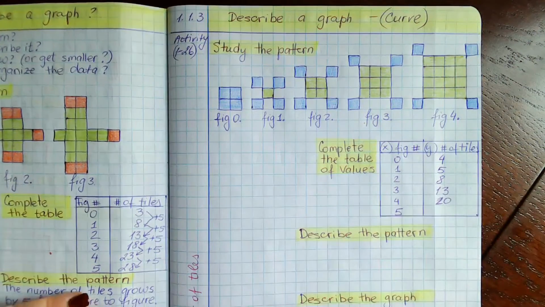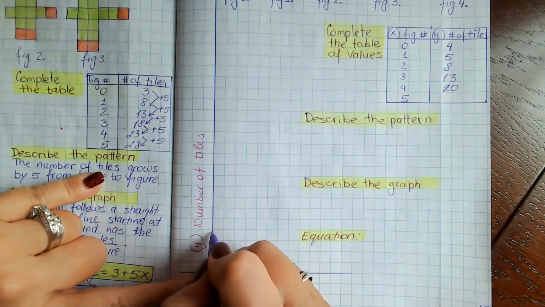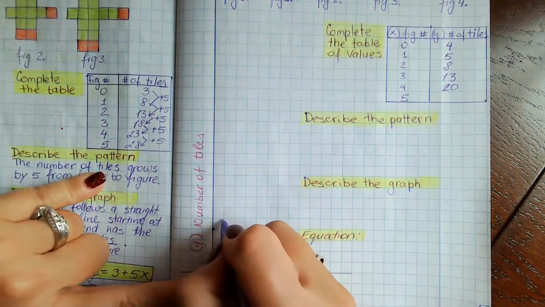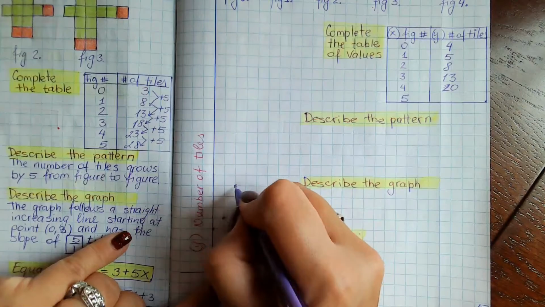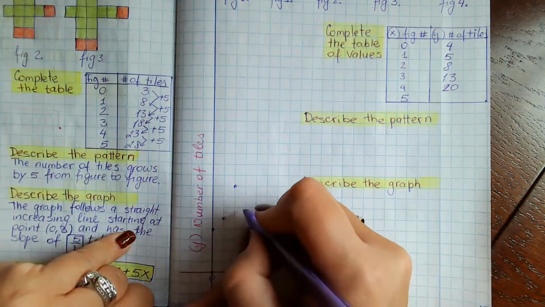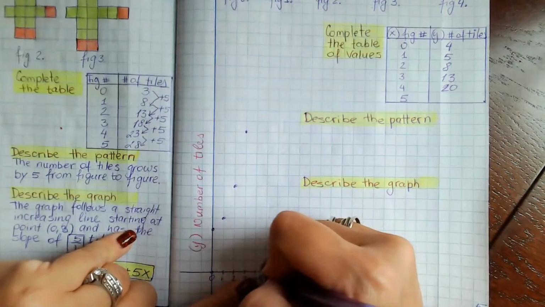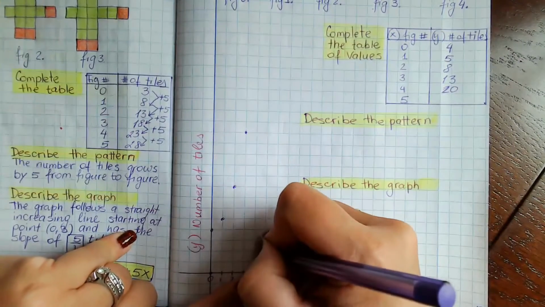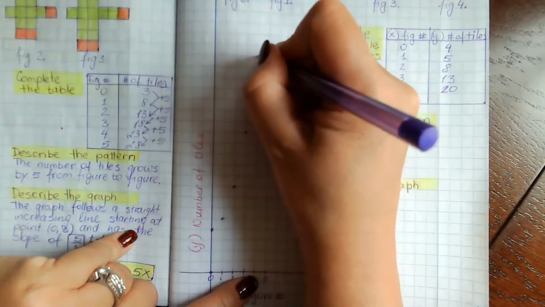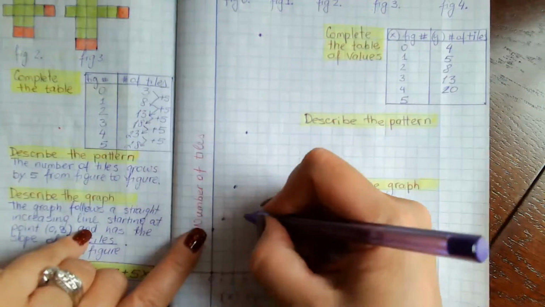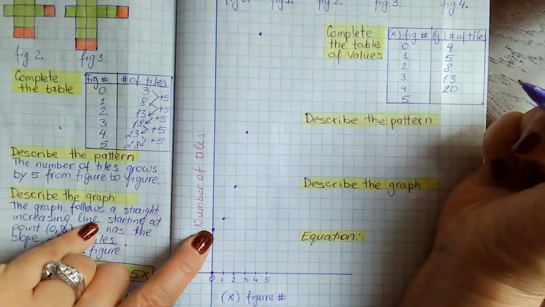And if I graph, we have figure 0, 4 squares, figure 1, 5 squares, figure 2, 8 squares, figure 3, 13 squares, and figure 4, 20 squares. It's not a constant rate of change, so it's not a straight line. This one shapes up as a curve.